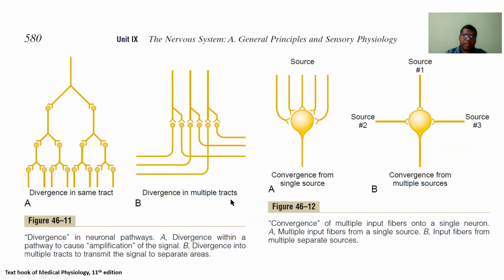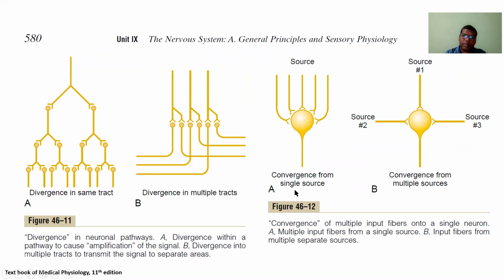So divergence in multiple tracts. These are the motor neurons coming out from the CNS, and they will synapse with many tracts, multiple tracts. So this tract goes in a different direction. This neuron goes in a different direction. So it is different directional. So divergence into multiple tracts. This is from multiple tracts, but this is amplifying on the same target area.